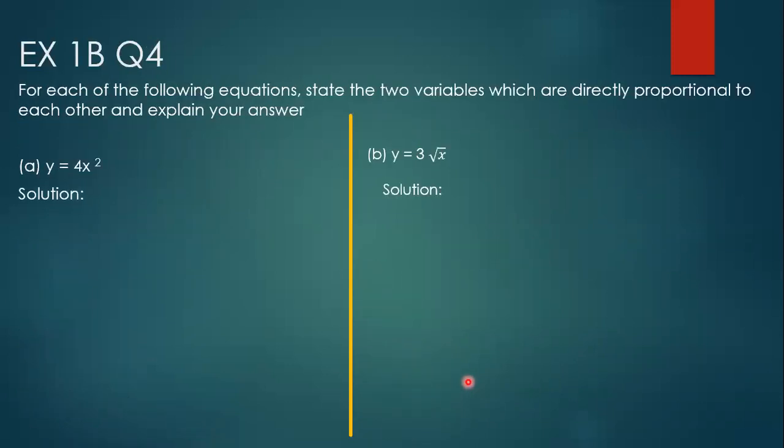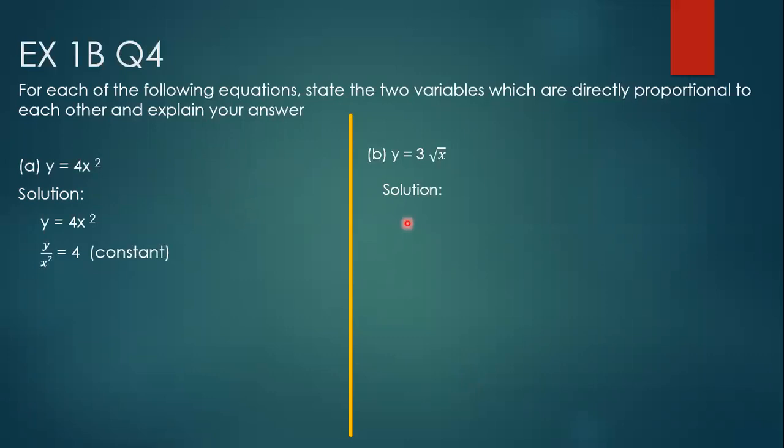Now, for each of the following equations, state the two variables which are directly proportional to each other and explain your answer. How do we know that the two variables are directly proportional to each other? So we have got first equation, y is equal to 4x square. So are these quantities directly proportional to each other? Let's see.